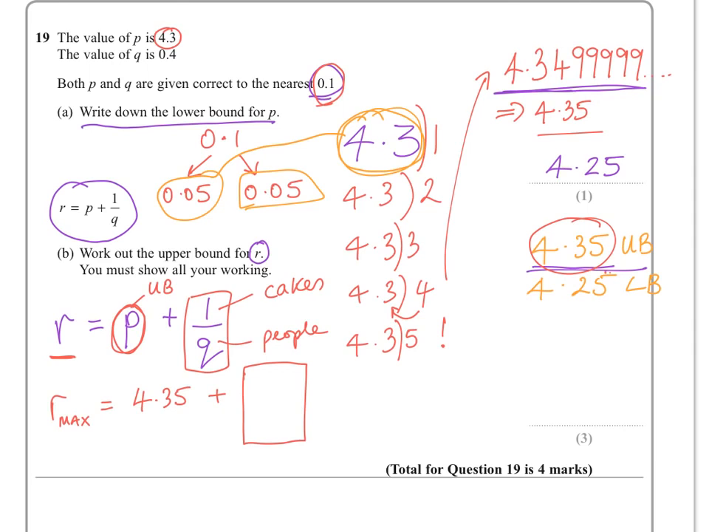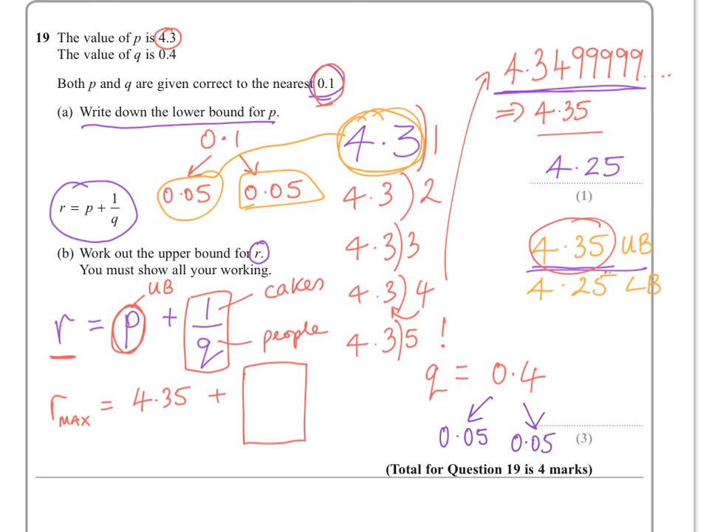So to make 1 over Q the most, you've got one cake, i.e. the numerator, and you want the least amount of people to show up. So you want Q to be its lower bound. Now, as Q was 0.4, and that also was rounded to the nearest 0.1, then you do this little thing, you take the 0.1, which is what it's rounded to, you split it in half.